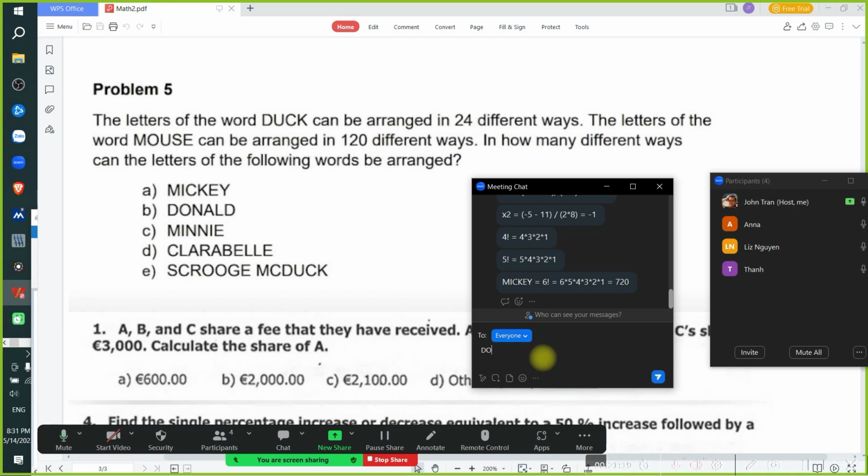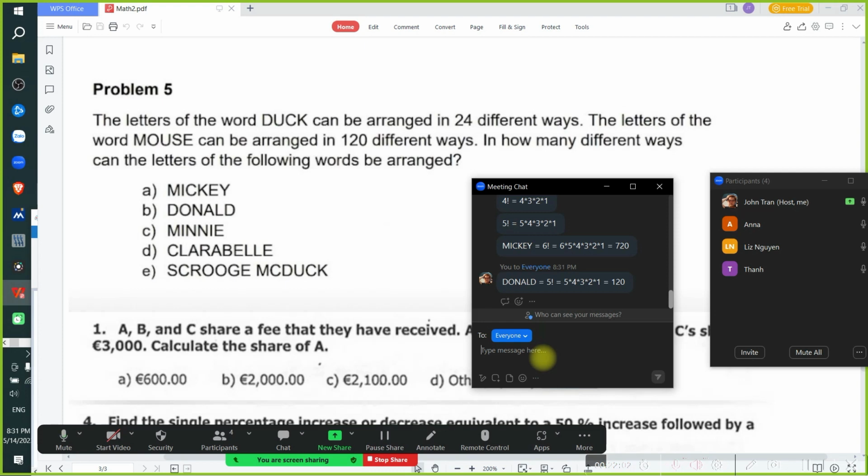How about Donald? Is there anything repeating here? No. D is not repeating, okay? So you have D, O, N, A, L, 5 different letters, right? It will be 5 factorial, which is 5 times 4 times 3 times 2 times 1. So it's going to be 120 different ways, right?